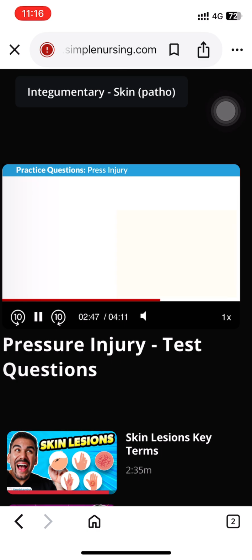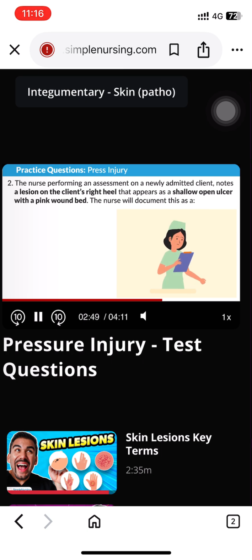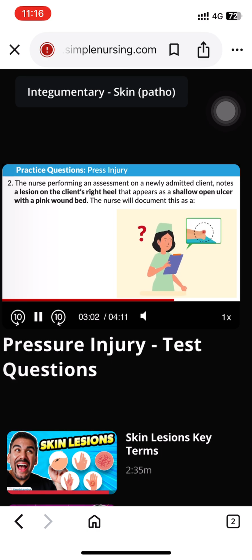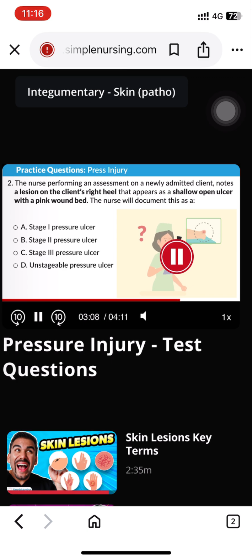Now moving on to question number 2. The nurse performing an assessment on a newly admitted client notes a lesion on the client's right heel that appears as a shallow open ulcer with a pink wound bed. The nurse will document this as a fill in the blank. So go ahead and pause the screen and try your best to answer this question.